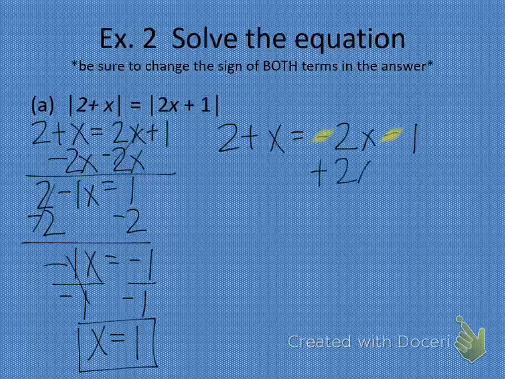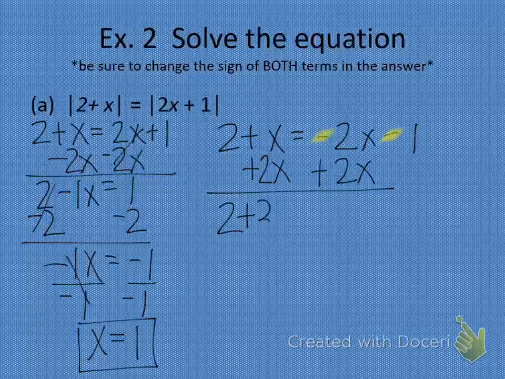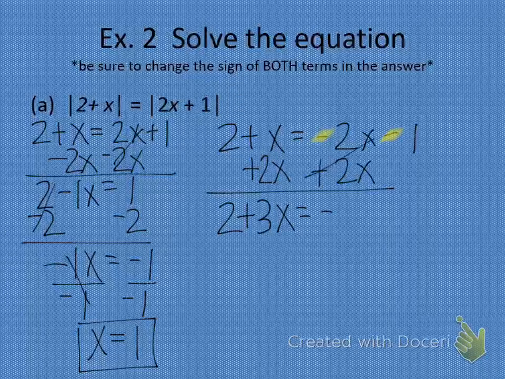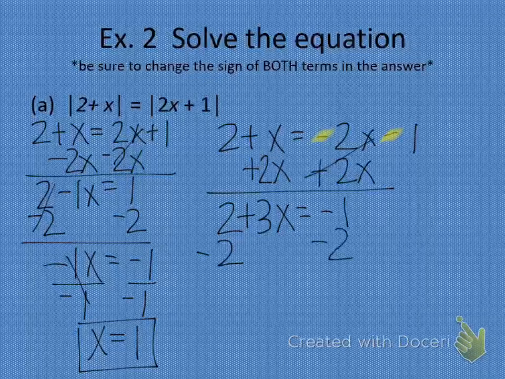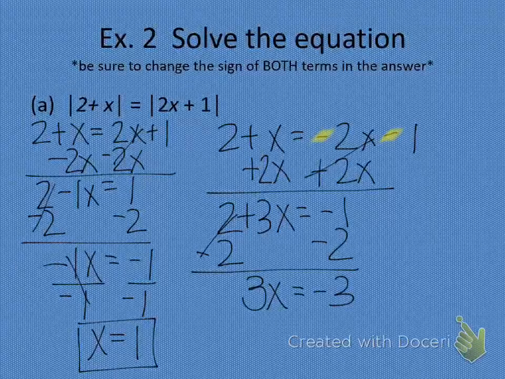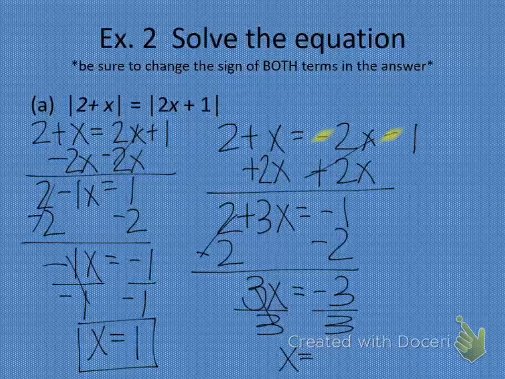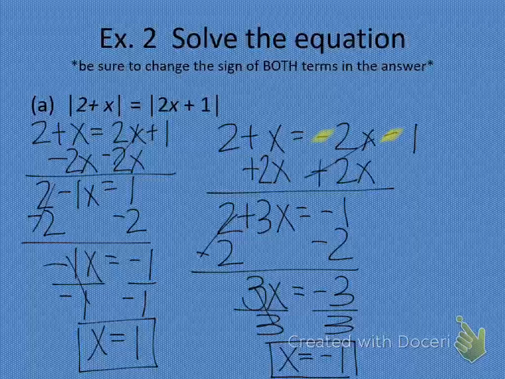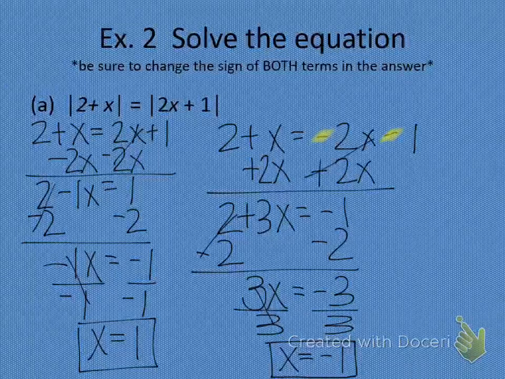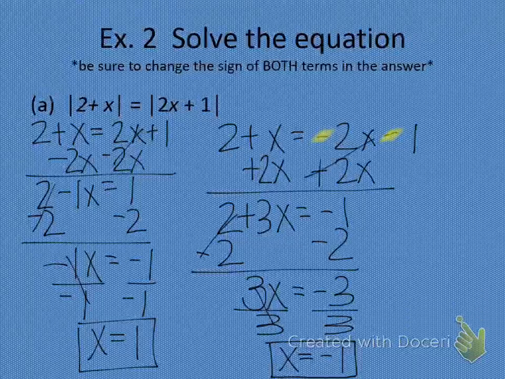In the second equation, we're going to add 2x to both sides. We're going to get 2 plus 3x equals negative 1. We're going to subtract 2 from both sides. We're going to get 3x equals negative 3. We're going to divide both sides by 3. And what does this x equal? Negative 1. And just a spoiler alert, both of these work. So both of these, when you plug them back into the problem, would give you a correct answer. And that is lesson 1.4.